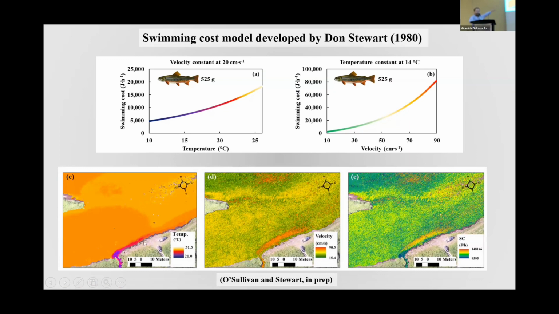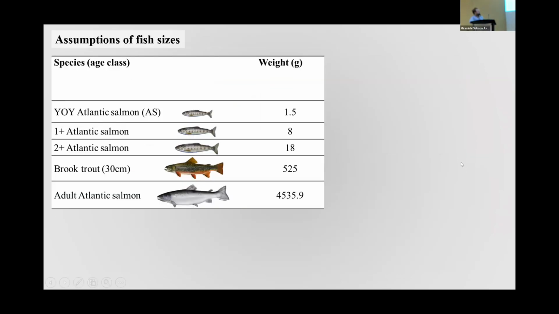So there's our thermal infrared map. We can take our velocity map, and we can plug it into that equation I just showed you, and now we can map the spatial variability of the swimming cost for that 525 gram brook trout. Okay, so here's the, I got it up there. So here we can see the spatial variability of swimming cost at this point in time. All right. Okay, so that's the nuts and bolts we're talking about.